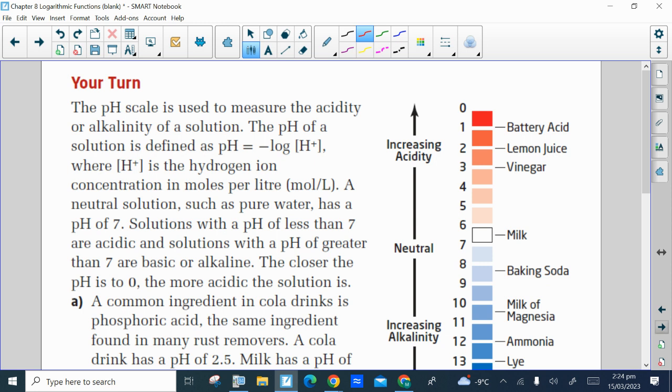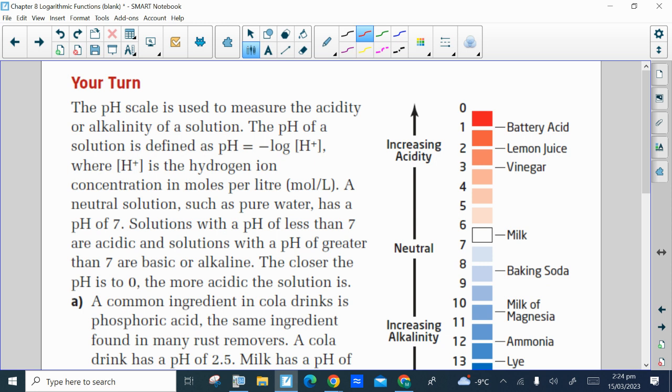So the pH scale is also logarithmic. It's used to measure the acidity or alkalinity of a solution. The pH of a solution is defined by, and there again, there's a log equation. pH can be found by going negative log times H positive, where H positive is the hydrogen ion concentration in moles per liter. A neutral solution, such as pure water, has a pH of 7.